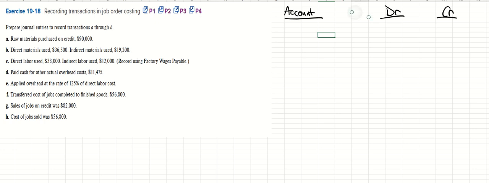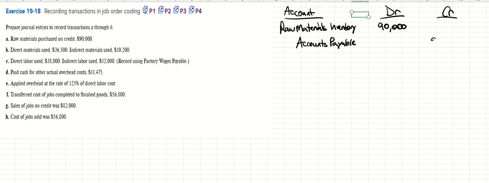Okay. So letter A, it says raw materials purchased on credit for $90,000. We're going to go ahead and debit raw materials inventory for $90,000. And since these materials were purchased on credit, we're going to credit accounts payable, which is our liability account, for $90,000.